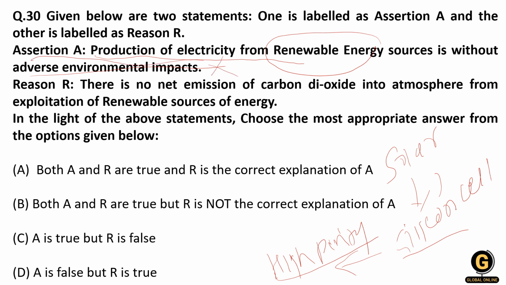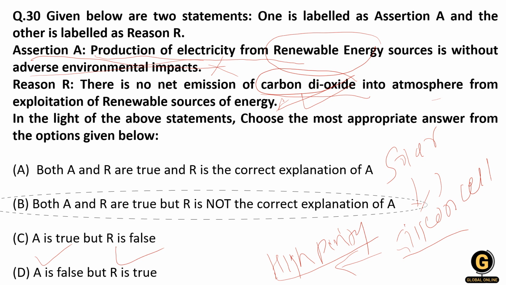So this statement is wrong, and there is no net emission of carbon dioxide into the atmosphere from the exploitation of renewable energy sources. So this is correct. Whenever we make electricity from water, solar, and wind energy, there is no emission of carbon dioxide. So A is false but R is true. So the correct answer is A is false and R is true. So you remember the round here. So this option D is correct here, right?